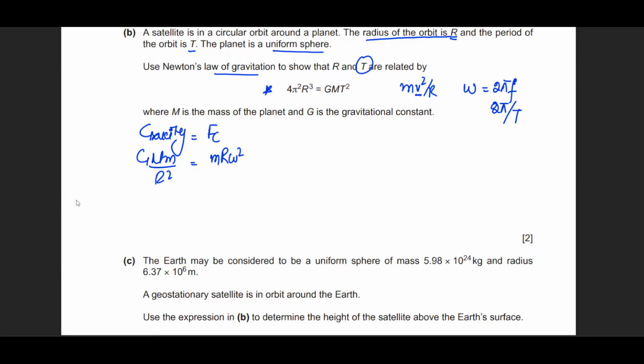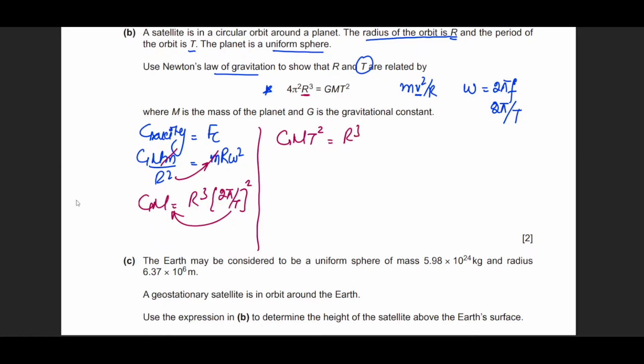So simply right off the bat, we can see that the small m cancels out. The r squared goes to the other side and becomes r cubed. So we can locate at least one r cube in the equation. It looks like we're going in the right direction. Okay, so we have GM equals r cube into the bracket of 2 pi by T whole squared. Let's take T on the other side. So this becomes GM T squared equals r cube with 4 pi squared. So we have successfully made it look like the equation that he wants us to show.